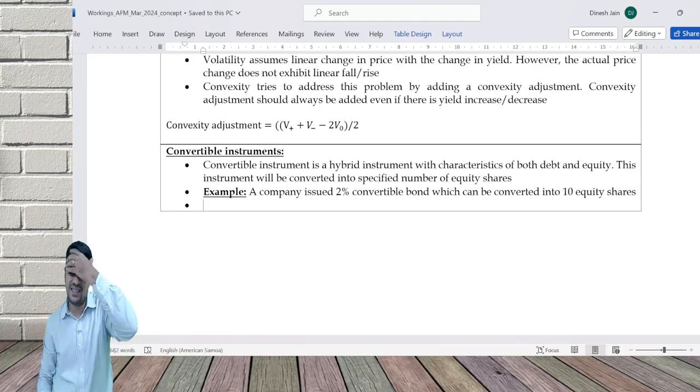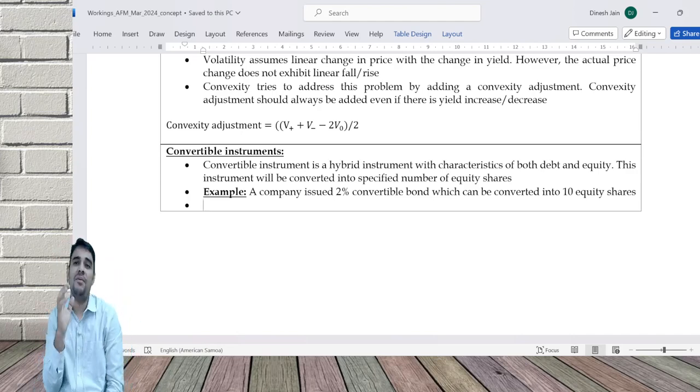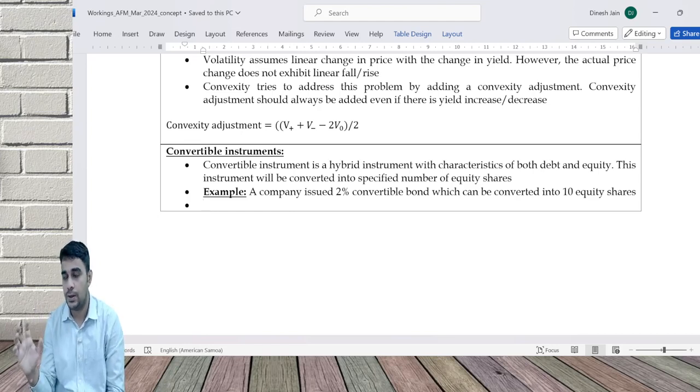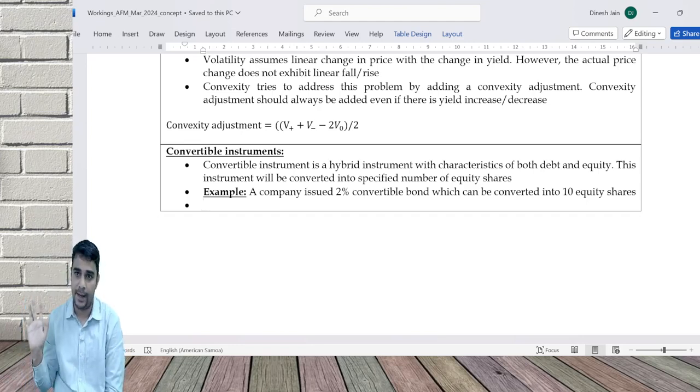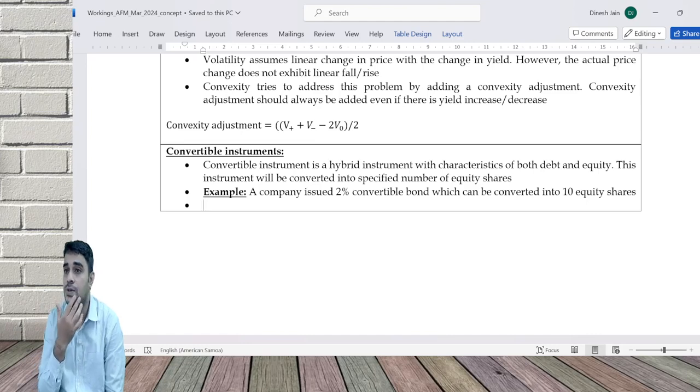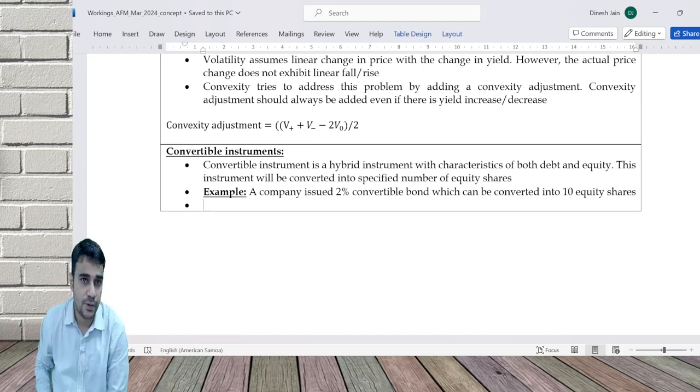Now let's first understand why this convertible bond came into picture. See, I am confident about the company's prospect. One company is doing really well. I am very confident that this company will do well in future, but still I don't want to take full risk. If you want to take full risk, buy equity shares of the company. Equity share price goes up, you get benefited. Equity share price goes down, you get impacted. Another approach is to buy convertible bonds of that company.